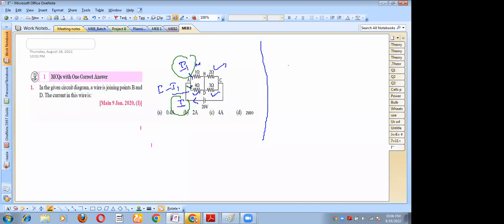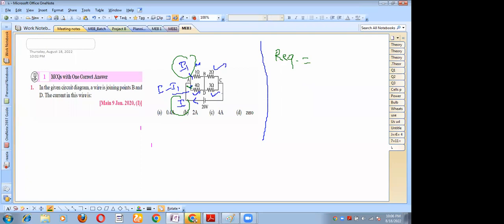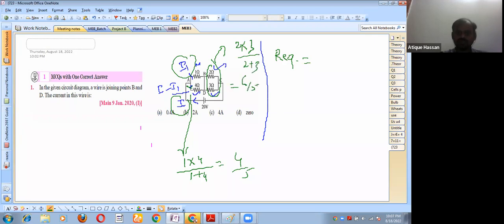Yes, sir. Okay, so first we will find the equivalent resistance of this circuit. What will be the equivalent resistance? Anyone can say? Here 1 and 4 are in parallel, so their equivalent resistance will be 1 into 4 by 1 plus 4, which is 4 by 5. And 2 and 3 are also in parallel, so their resistance will be 2 into 3 by 2 plus 3, which is 6 by 5.